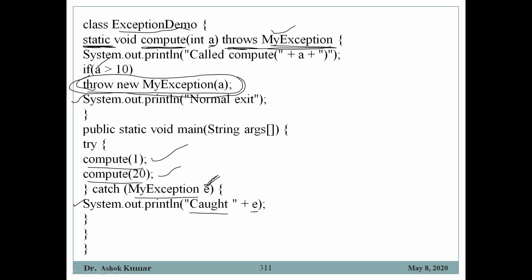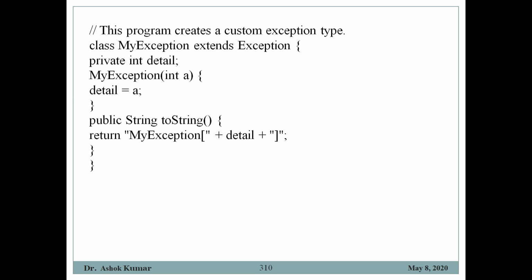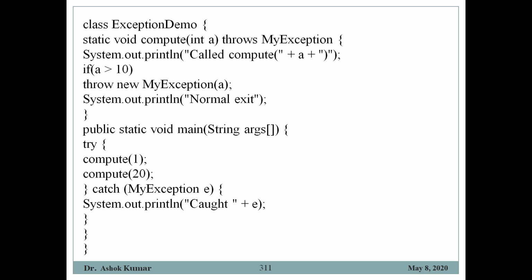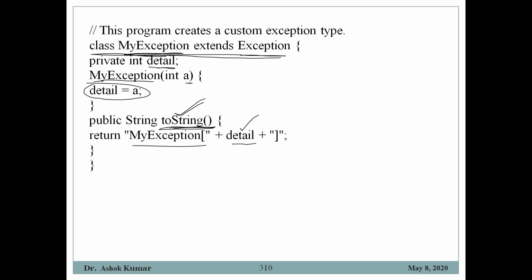Whenever we print the object of any class, the toString method of that class gets executed, and we have overridden the toString method so that this will get executed, and this will give you the result myException, and the value of detail is 20 for the object. So you will get myException[20] in square brackets, and the total result will be caught myException[20]. This is how you can create a user defined exception.